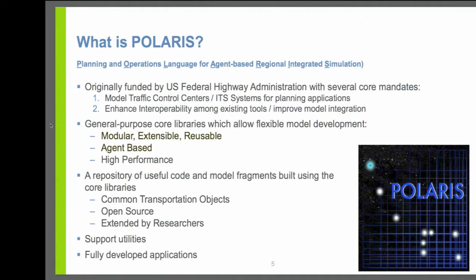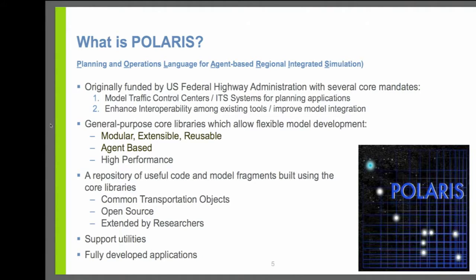A little bit of background on Polaris itself. What is Polaris? This was a project originally funded by the U.S. Federal Highway Administration with several core focuses. One was to look at how to model traffic control centers and ITS systems from a planning perspective, to have some way to estimate the impact these things are having on the networks they're meant to control. At the same time, the aim was to enhance interoperability among existing tools that Federal Highway and other research organizations had been developing in terms of travel demand modeling, traffic supply modeling, and highway operations, where typically they would focus on one aspect of this. So the Polaris core design idea was to integrate all these models into a unified effort to expand the reach of the modeling tools.